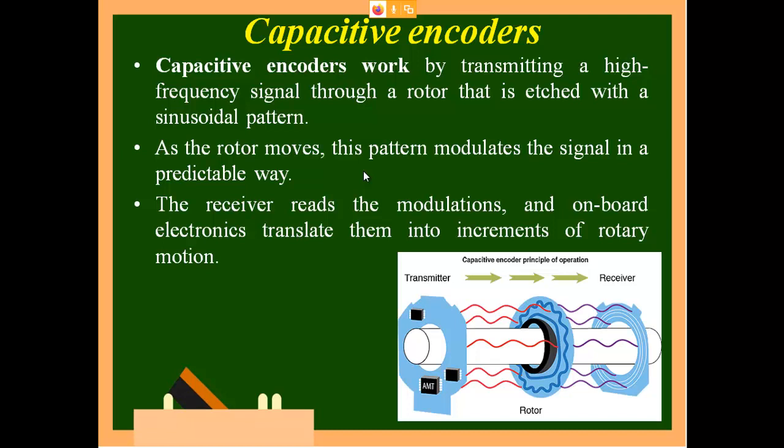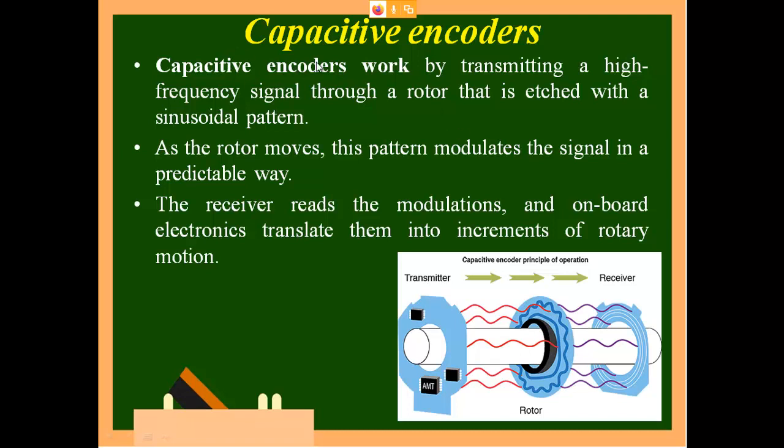Similarly here, a capacitive encoder works by transmitting a high frequency signal through a rotor that is etched with a sinusoidal pattern. This is mandatory here. Etched means, see, you have a disc here, and this disc is going to rotate. This is called the rotor. In this I will etch some metal piece. Etching is the process of removing and replacing.